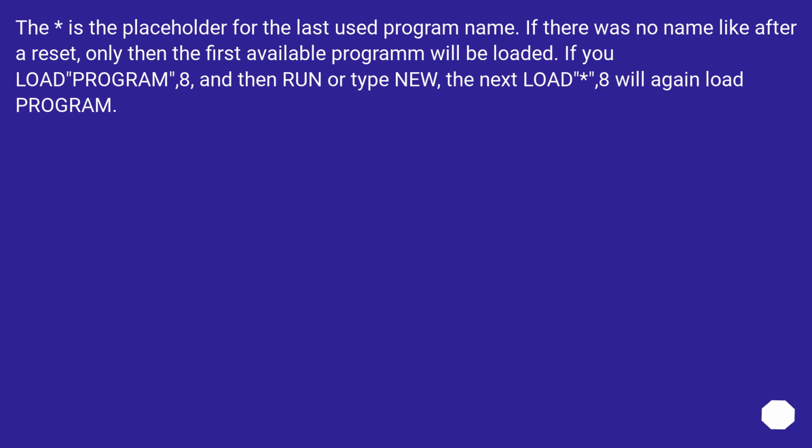The asterisk is the placeholder for the last used program name. If there was no name, like after a reset, only then the first available program will be loaded. If you load program 8 and then run or type NEW, the next load "*",8 will again load the same program.